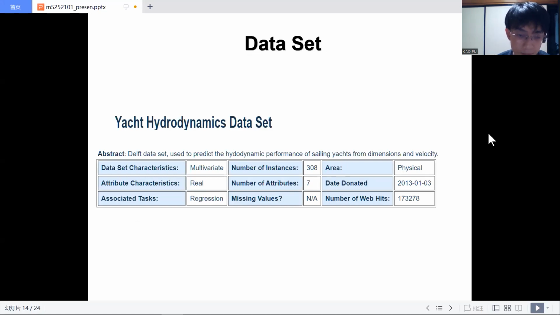Okay, so this is the data set we used for these experiments, called the yacht hydrodynamics data set. It has a total of 7 attributes. That means 6 features and 1 label. So it is a 6-dimensional data set for the regression problem.